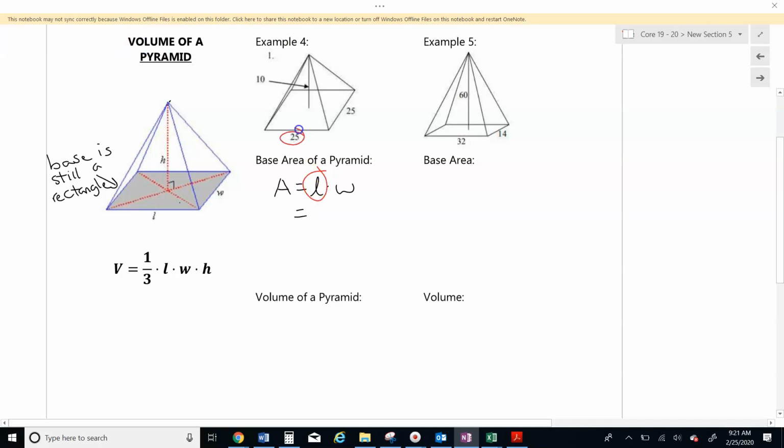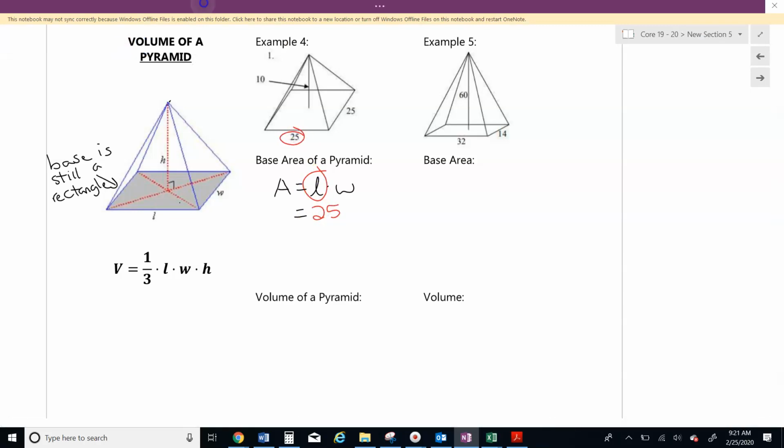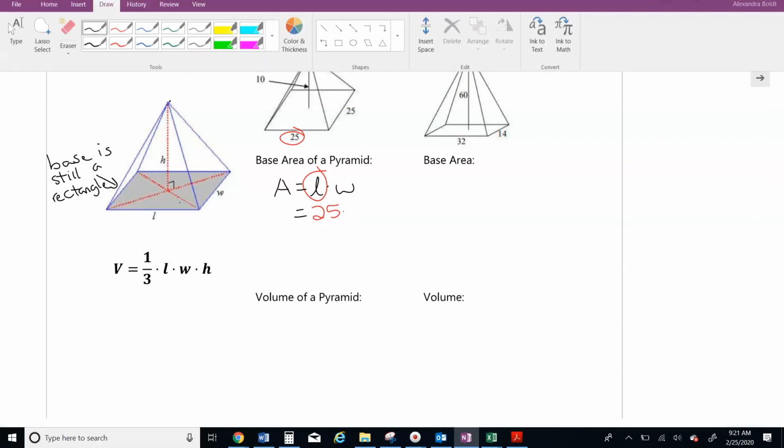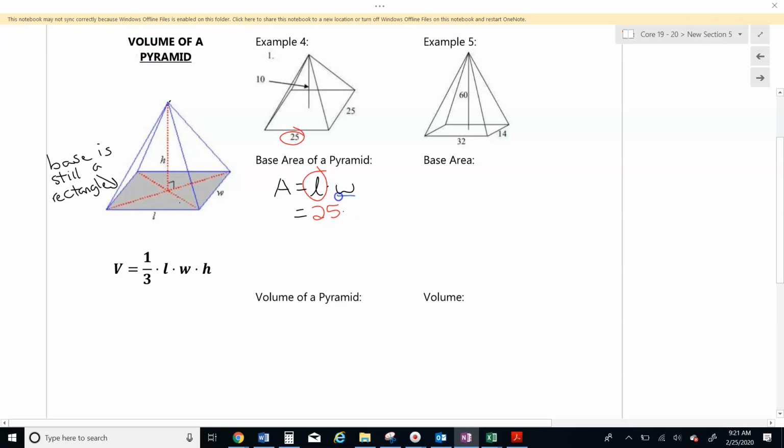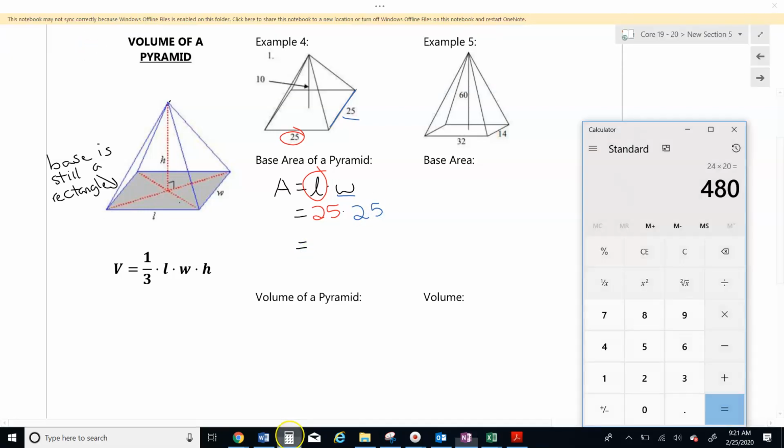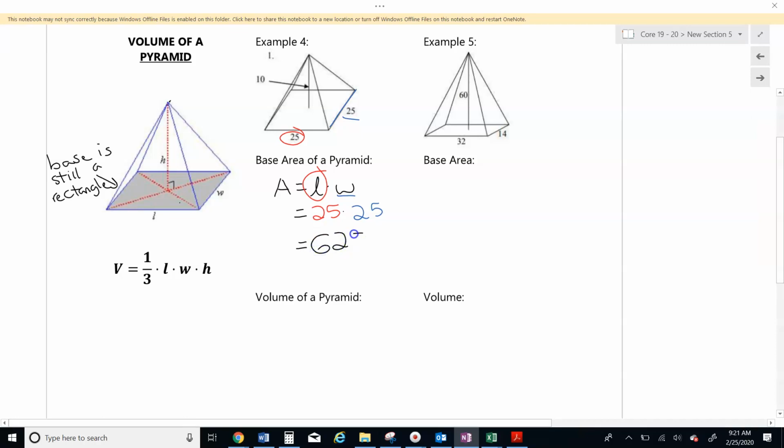My length is 25. And my width, right, is also 25. And we get 625. This doesn't have any units, so I'm going to say units squared. I don't know what the unit is, but when it gives me one, right, I'll be able to do that. So it's 625 units squared.